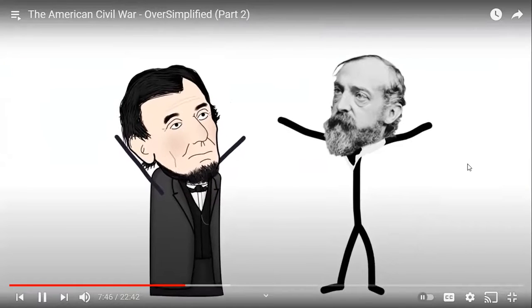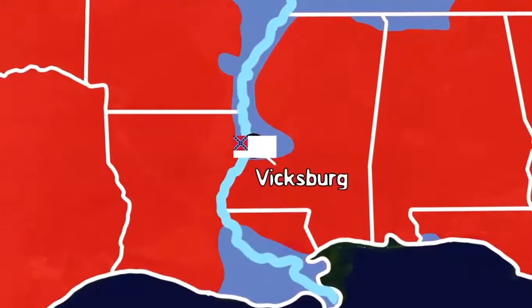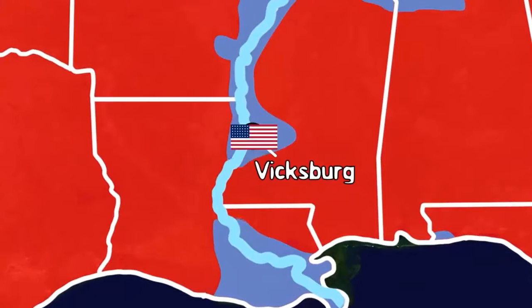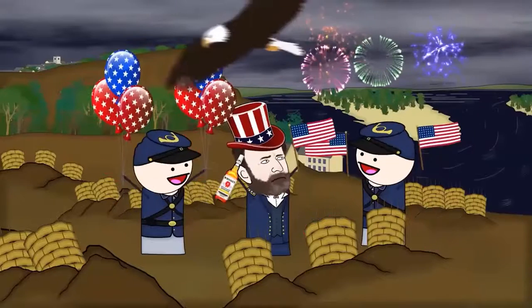And one they desperately needed. And if that wasn't enough, in the West, after a month-long siege, Vicksburg finally fell. The North now held the Mississippi. And better yet, it was the 4th of July.